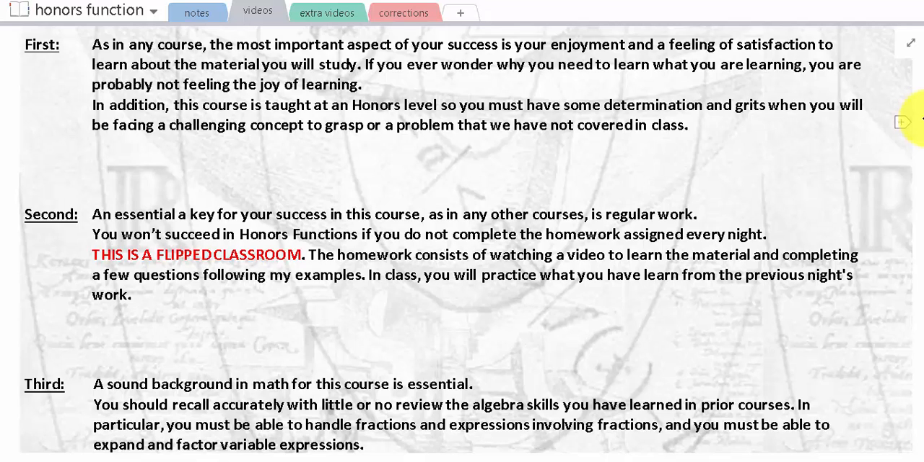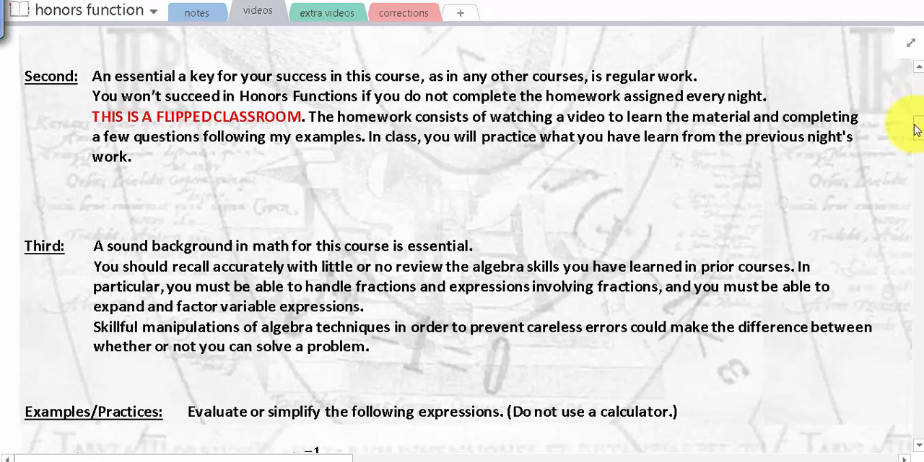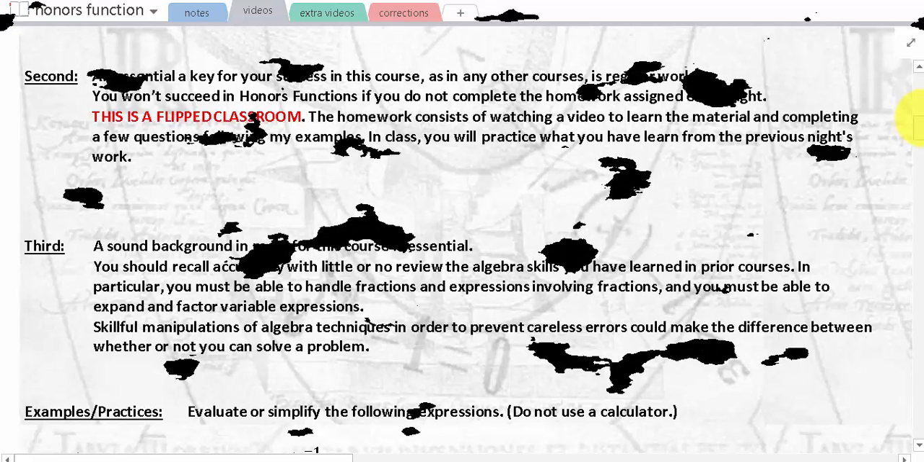Third, you have to have a sound background in math. You need to recall accurately, with little or no review, the algebra skills you have learned in prior courses. Particularly, you need to be able to handle fractions, expressions involving fractions. You have to be able to expand and factor variable expressions. Let's do some problems assessing these techniques. I will start with example number 1.